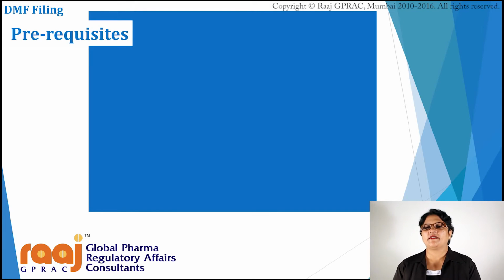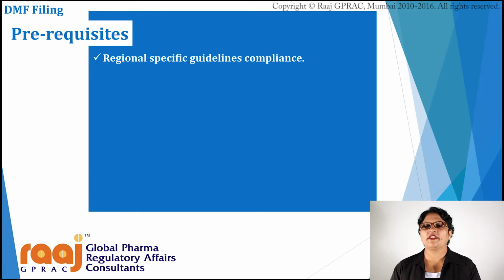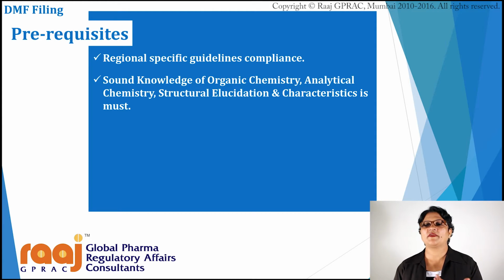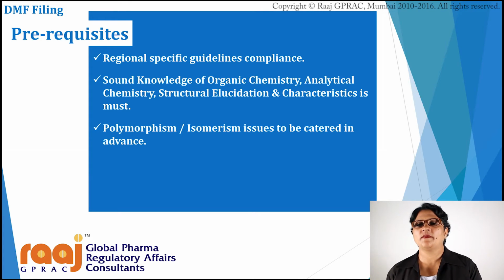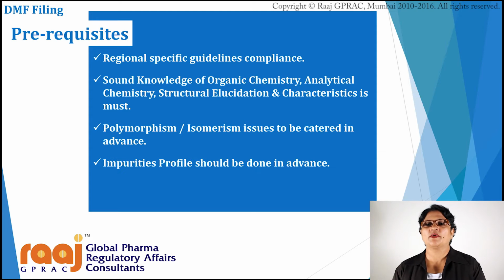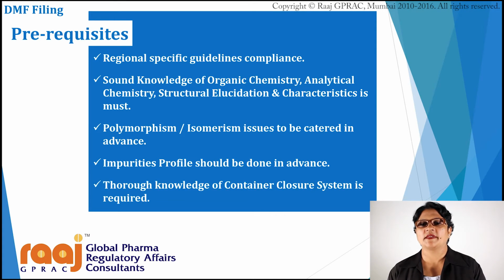What are the prerequisites of DMF filing? Regional specific guidelines compliance, sound knowledge of organic chemistry, analytical chemistry, structural elucidation and characterization is a must. Polymorphism and isomerism play an important role, so those issues have to be catered for in advance. Impurities profile should be done in advance. Thorough knowledge of container closure system is required.